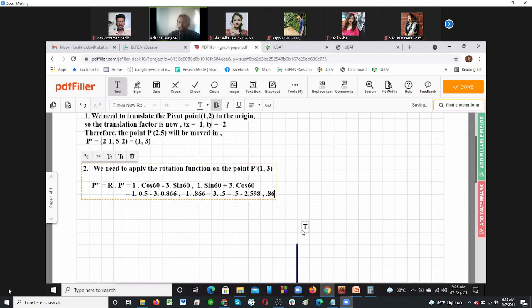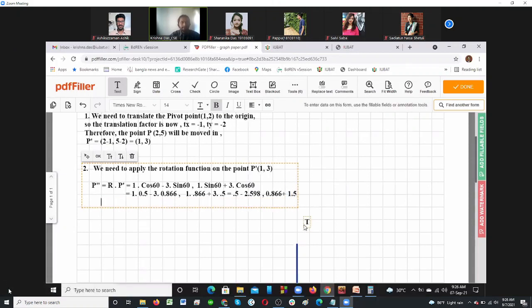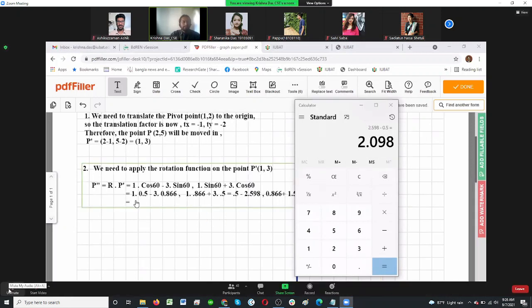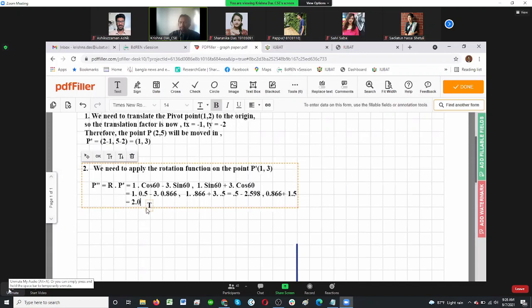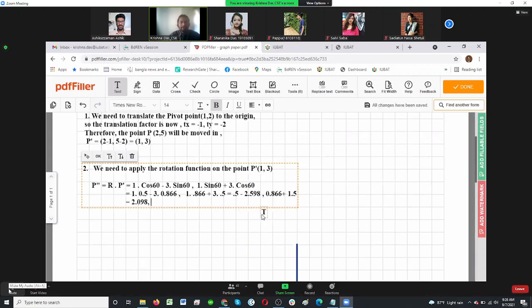And here in the y coordinate we have 0.866 plus 3 into 0.5, that is 1.5. Okay, let us put the final values. 0.5 minus 2.598 is minus 2.098, and that is for the x coordinate. In the y coordinate we get 0.866 plus 1.5, that is 2.366.